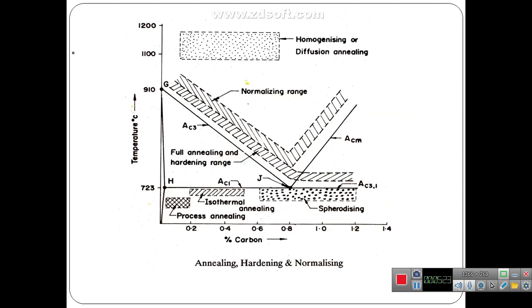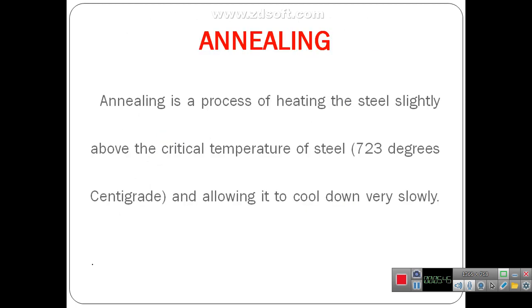In this graph, we can see all the changes and transformations of the carbon steels or irons that happen from 910 degrees Celsius to 723 degrees Celsius. In this process, annealing, isothermal annealing, spheroidizing and full annealing also happen. In this graph, we can see the annealing, hardening and normalizing of an object. Next, we move on to the annealing process.